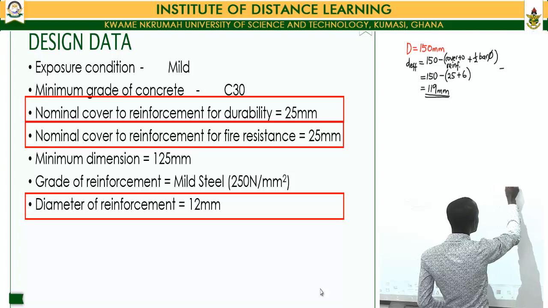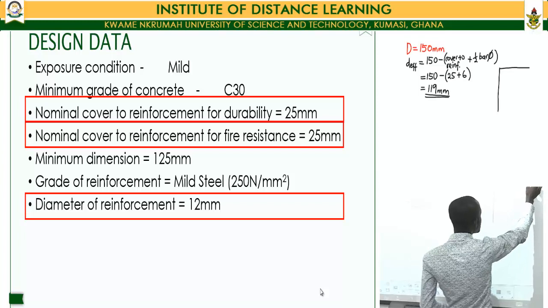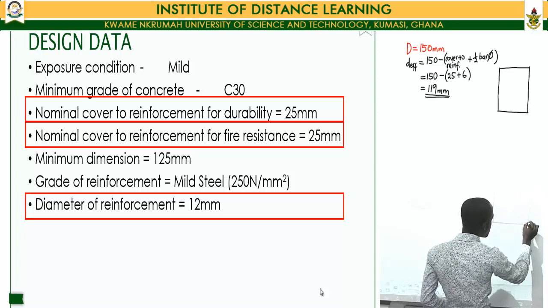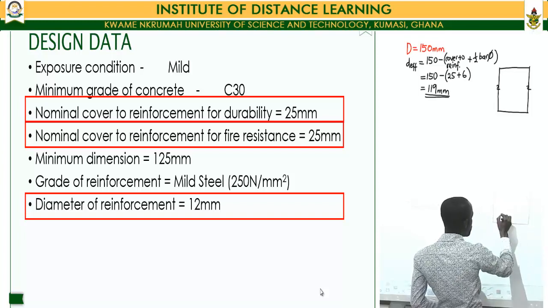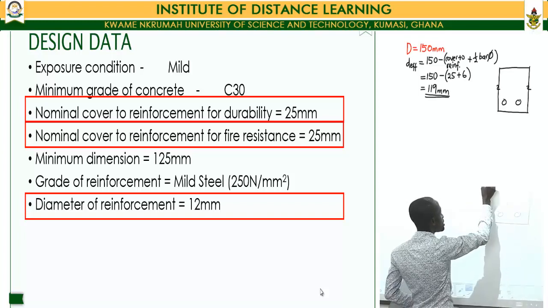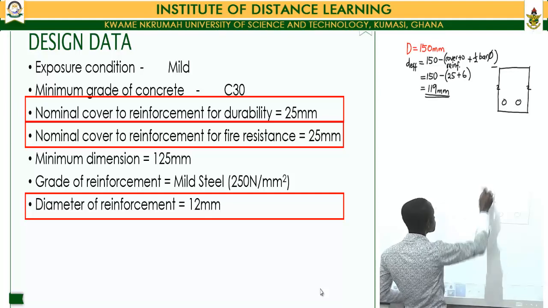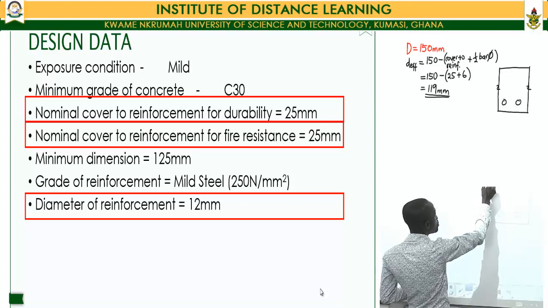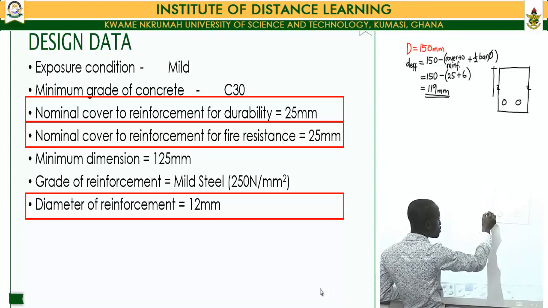The dimension that we are providing for our concrete slab section. Assuming this is the section through the slab, and we have these as the reinforcement at the tension zone. We are saying that our slab is going to have an overall depth of 150 millimeters.